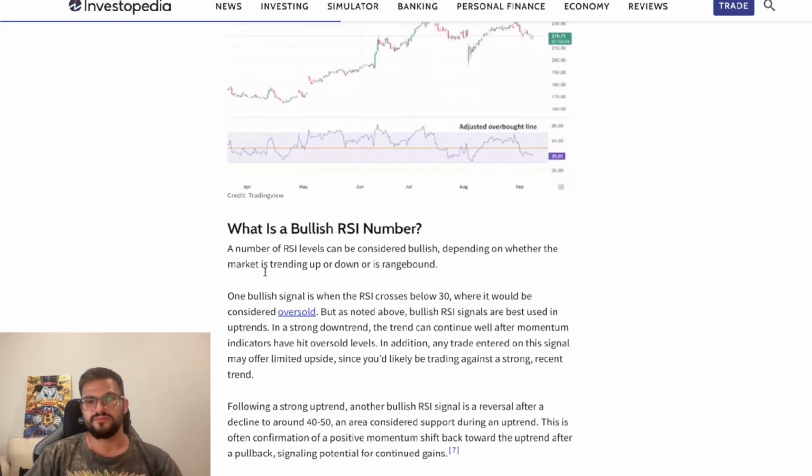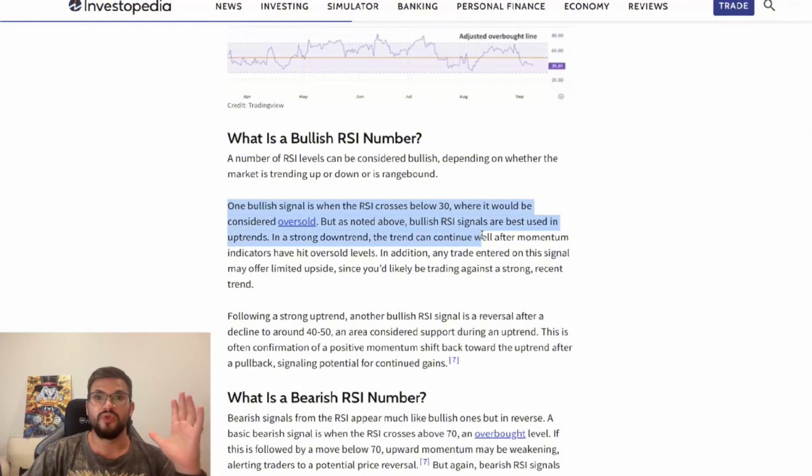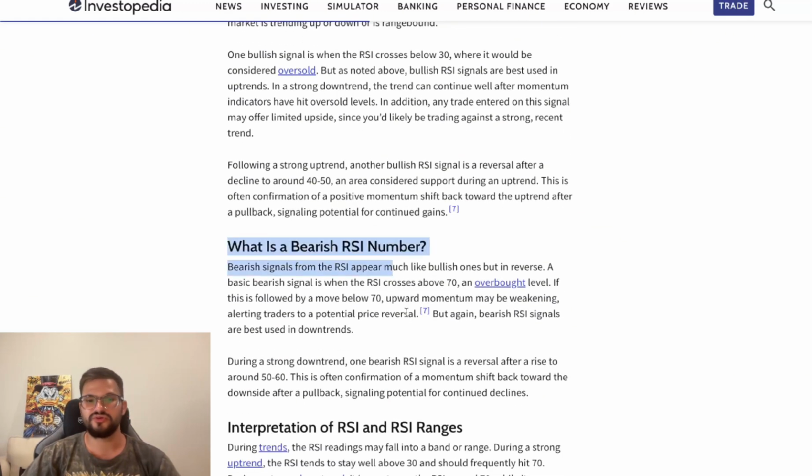So what's a bullish RSI number? A bullish signal is when the RSI crosses below 30. That's when it's considered oversold, and it's a smart time to take some long positions, because the market has been selling for a period of time and the bears are getting tired and the bulls might take over. When it's bearish, when it's above 70, that's when the market has been buying and the bulls have been in charge for a long period of time and the price is just going up. That's when it's a good decision to take some profits and wait until the RSI cools off. Then you can open some new positions.